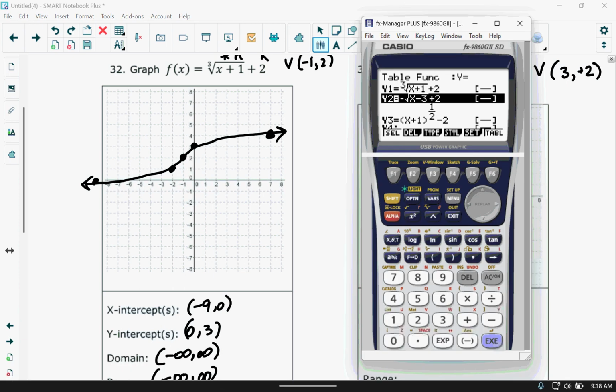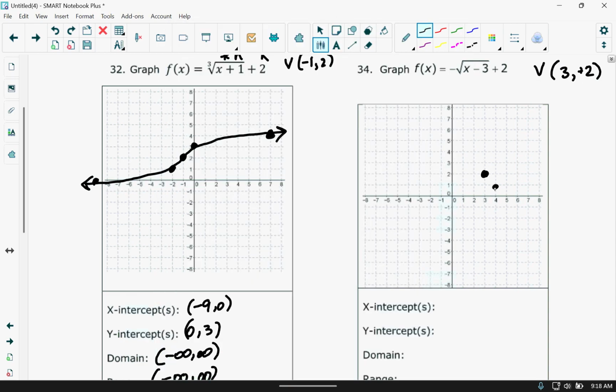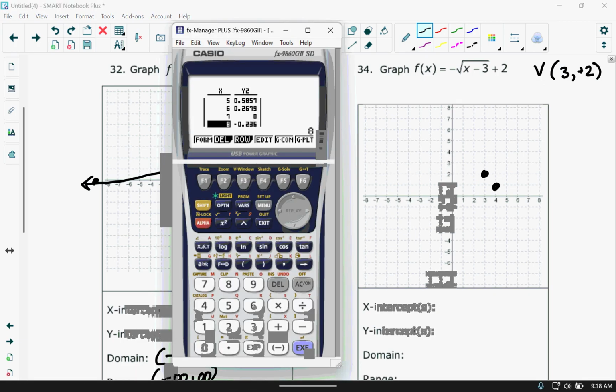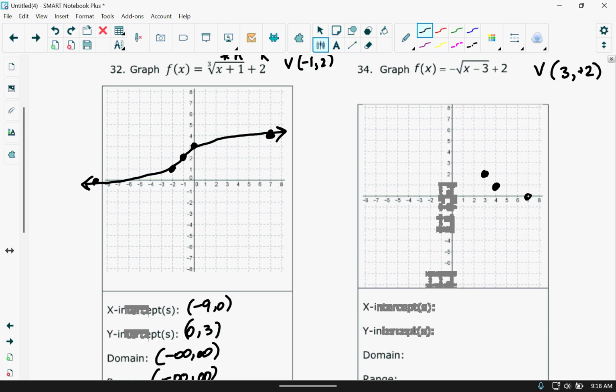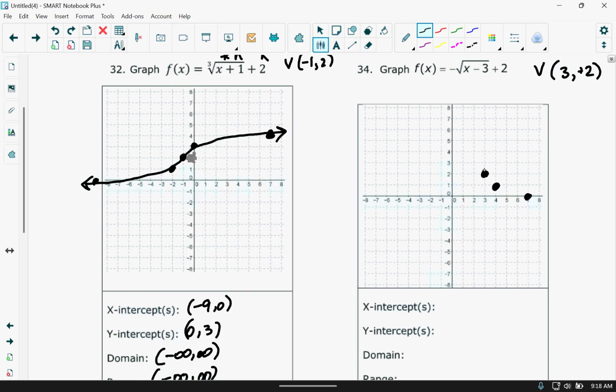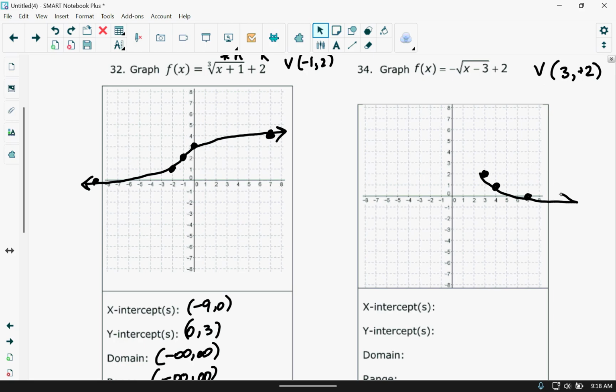Let's see what this looks like. We'll have a bunch of errors till we get to the point that we just said. +3, +2 is the first point. Then 4, 1. And then 7, 0. And that's the last one that fits. So this one is going to curve down into the right. It's going to go kind of like this.